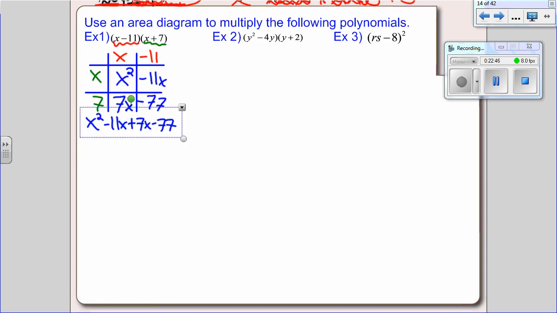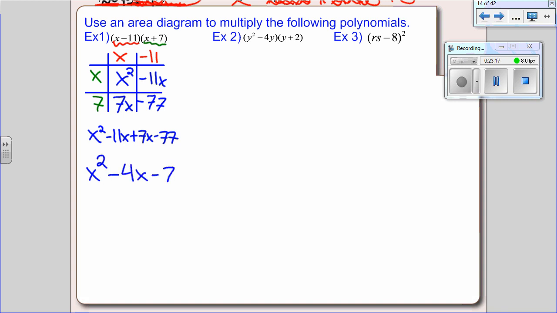Anybody have any questions about that so far? Yeah, the 7x and the negative 11x are like terms, so they can be combined. That means my final answer would be x squared minus 4x minus 77. And I can't do anything else because none of them are like terms. They all either have different letters or different exponents.